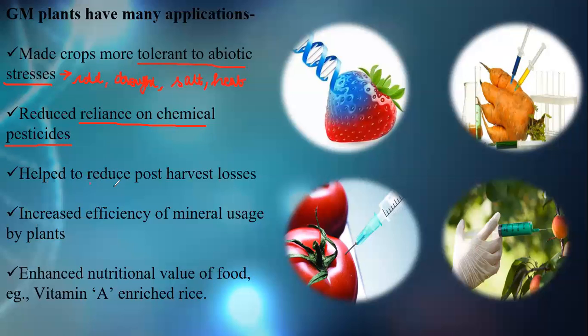Then reduced post-harvest losses. Then increased efficiency of mineral usage by the plants, thereby increasing the fertility of the soil. Then vitamin A enriched rice, which you will call the golden rice.